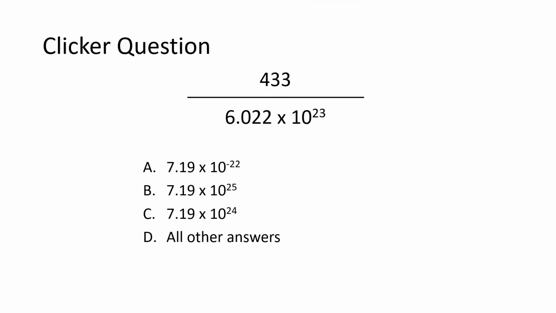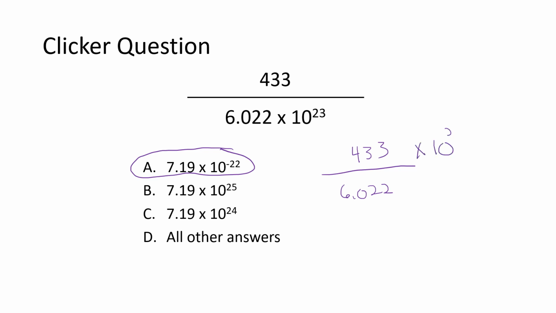Just to check real quick to see if you are doing it correctly on your calculator, take a moment. You may want to pause the video, type this number in, and see what you get. All right, the correct answer is the first one, 7.19 times 10 to the minus 22. If you got any of those other answers, you are doing something that makes the calculator think that the math you want to do is something like 433 divided by 6.022 and then times 10 to the 23rd.